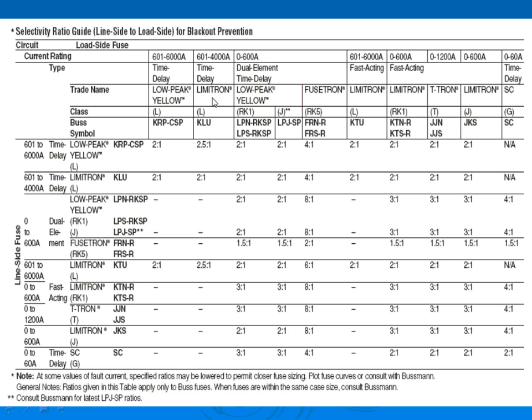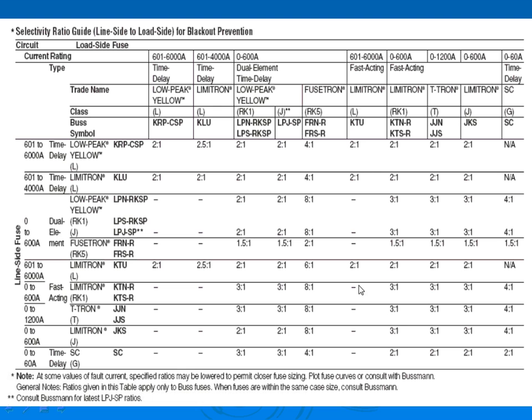Okay, so these are for the fuses coming from Bussmann, guys. Based on the type of the fuse, they give you what ratio you have to use. So if you're using Low-Peak KRP-C SP and you want to coordinate it with the same type, the ratio is 2:1, meaning the main can be twice as much as the branch. A 2000 amp can feed no more than 1000 amp. The largest is 1000 amp.